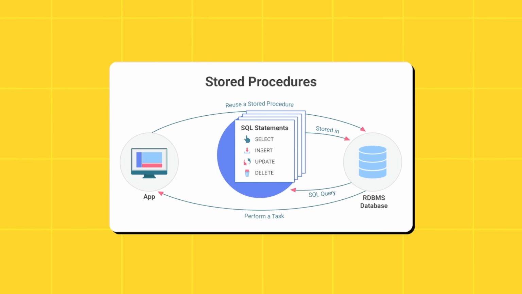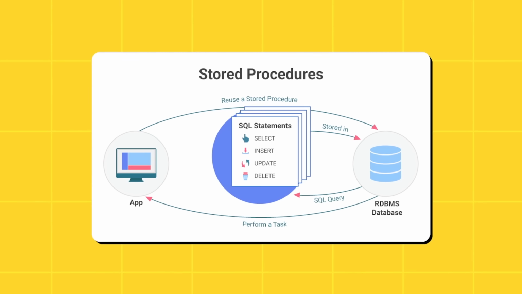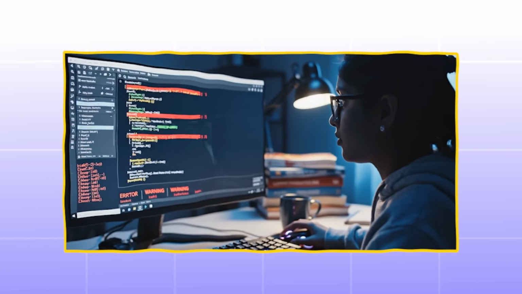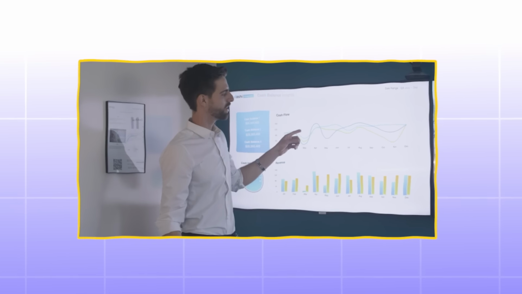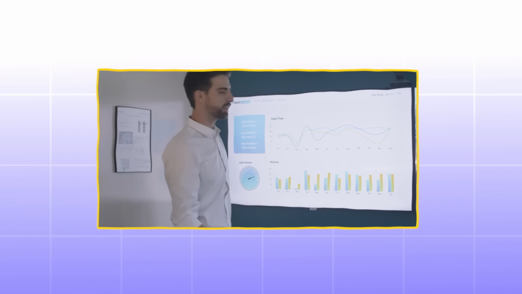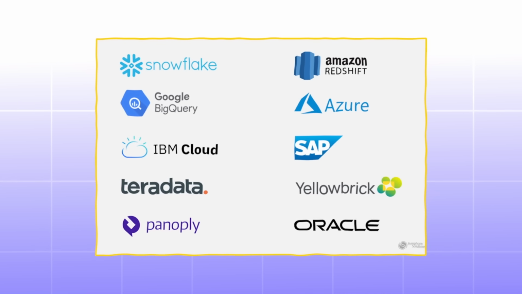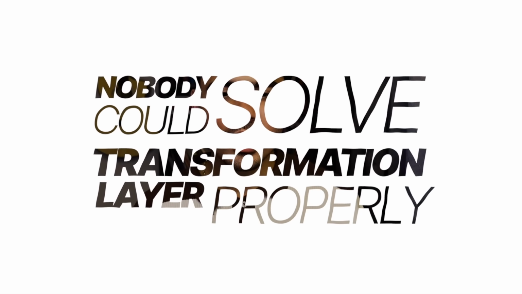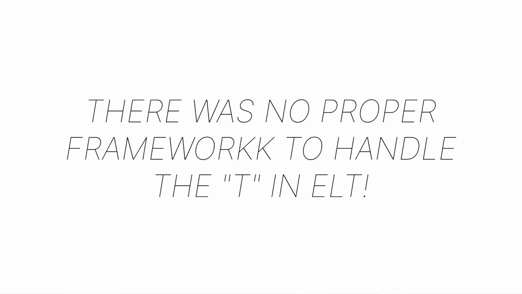Now to manage this situation, some companies tried using stored procedures. They were very hard to manage, debug and almost impossible to test properly. Other companies also started building a custom tool using Python. But again, you will need engineers to manage all of these things. So in summary, data teams were spending more time managing their transformation code than actually writing the transformation logic. We moved from ETL to ELT, we got powerful cloud warehouses, we got great tools for extraction and loading, but nobody could solve the transformation layer properly. There was no proper framework to handle the T in ELT.